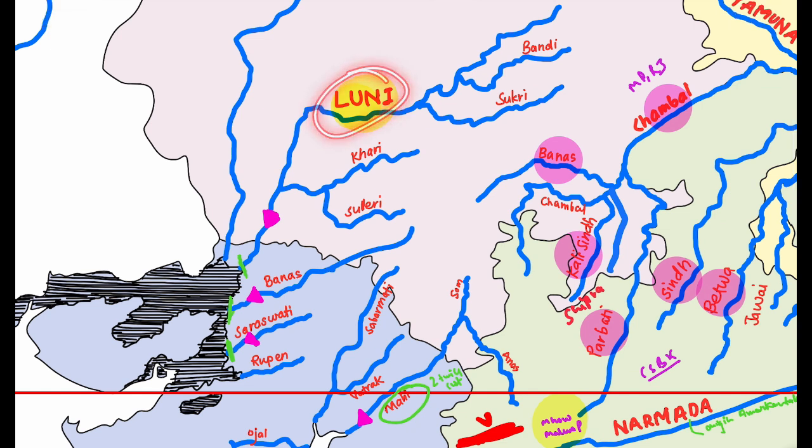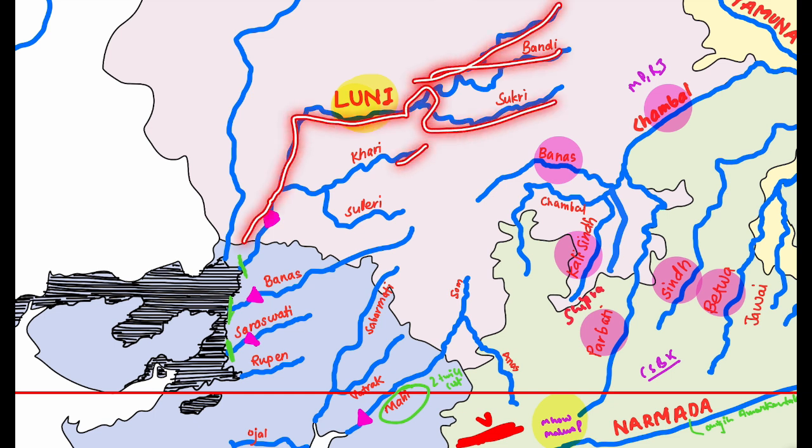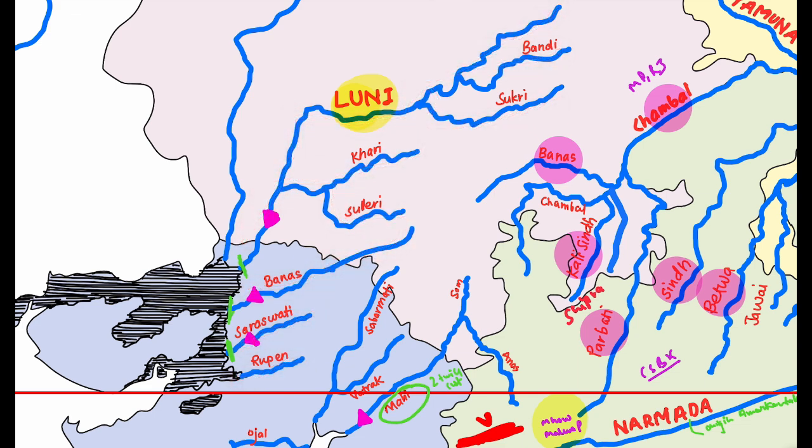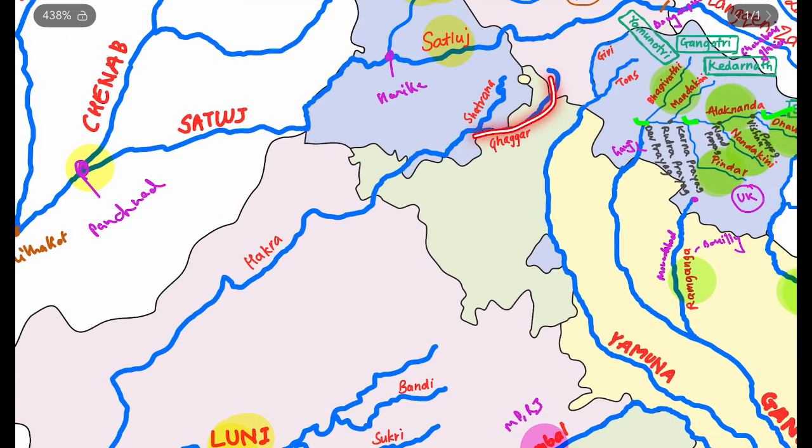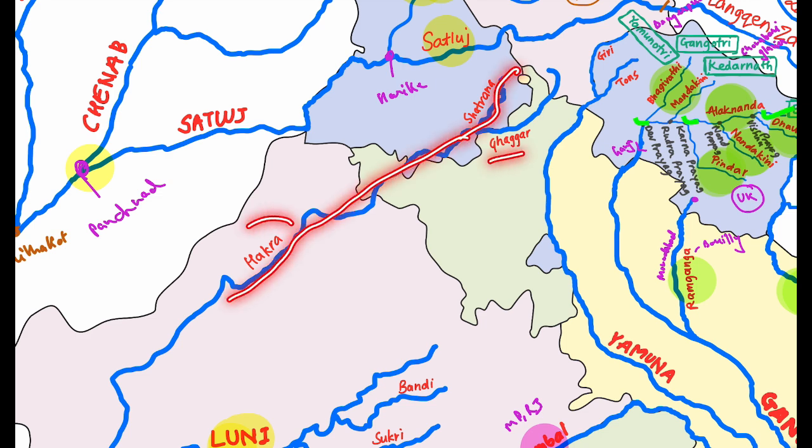Luni is an important river which flows in Rajasthan. Bandi and Sukri are its tributaries. Then Khari, then Sukri, then Banas, then Saraswati, then Roopen. Then the Hakra river, Ghaggar, and Shatrana. Not that important, but still you should know. Luni, Banas, Saraswati, Rupen, Ojat, Shatrunji, Bhadar, Sabarmati, Mahi. Mahi is the river which cuts twice.